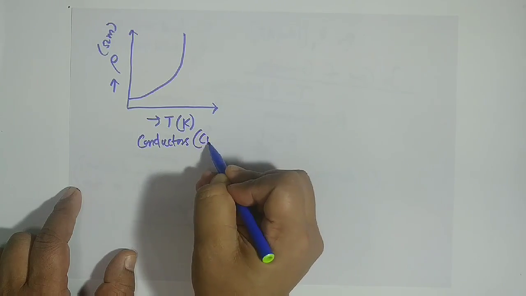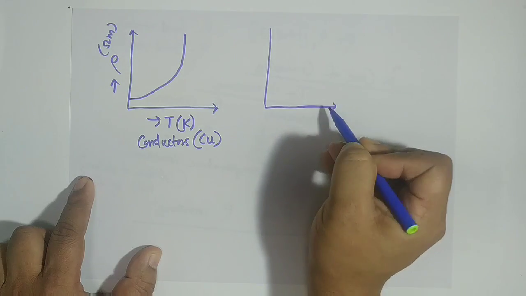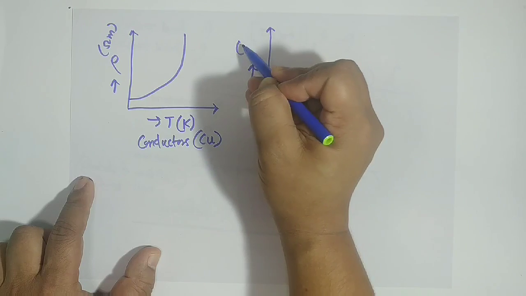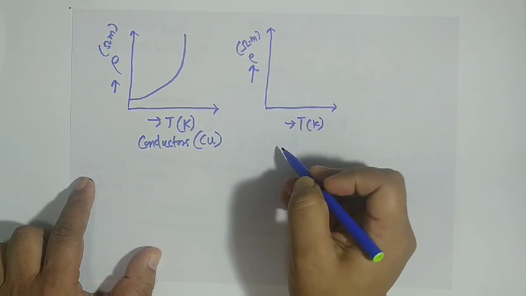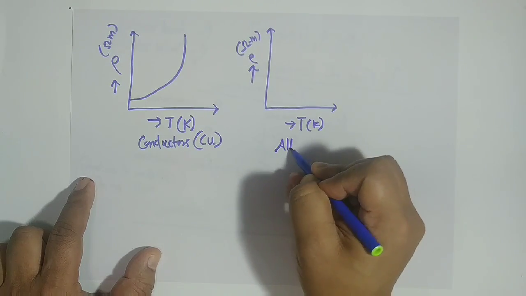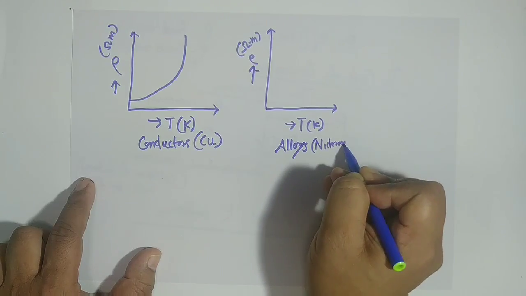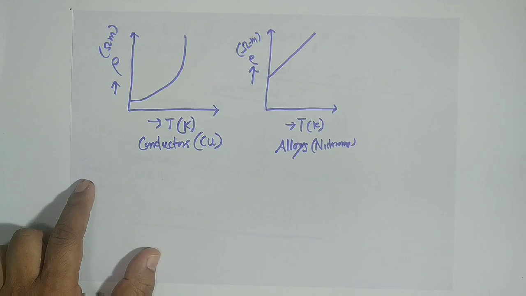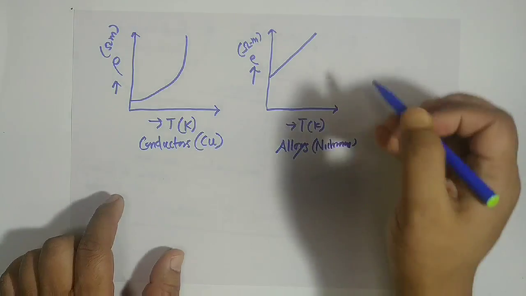Like we have the example of copper. Then another graph we have. These graphs are very important. And this is the resistivity graph with the temperature, and it is for alloys, like nichrome. And it is like this. So we have high resistivity of nichrome, and as a function of absolute temperature, it increases.